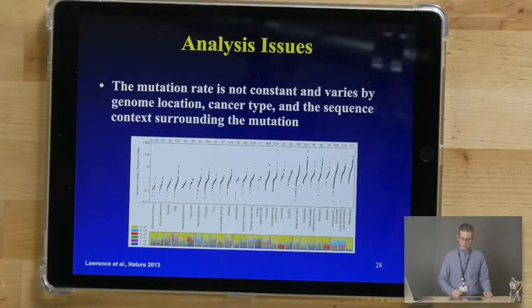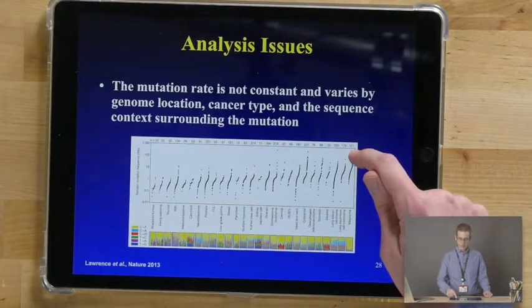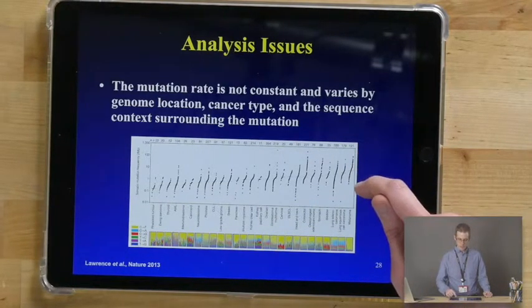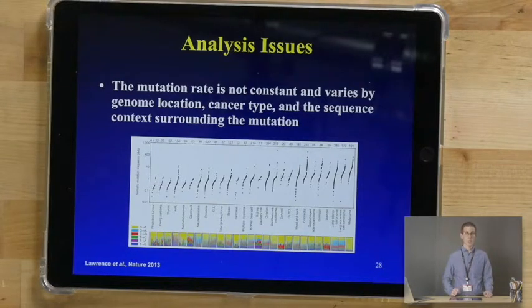And even if you look within a single type of cancer, each tumor sample here being a dot, some tumors will have much higher mutations than other tumors in the same cancer type, indicating that from patient to patient, you're going to observe very large ranges in terms of the number of mutations you see.